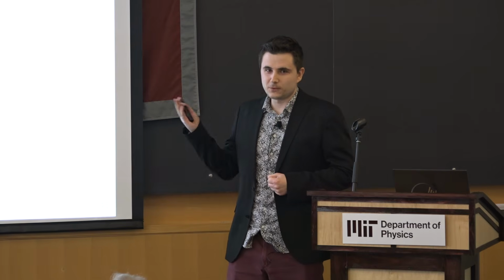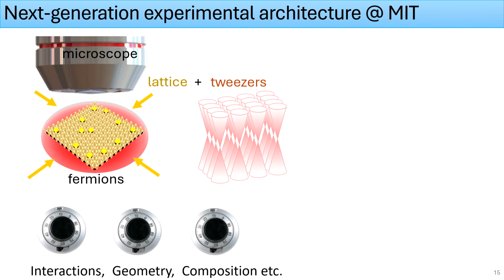And this is what I'm building at MIT using a similar architecture, which involves high-resolution microscopy and an optical lattice to trap atoms in this Hubbard potential. But importantly, we are incorporating tweezers, which are really tightly focused laser beams that allow you to pick up individual atoms and move them around.